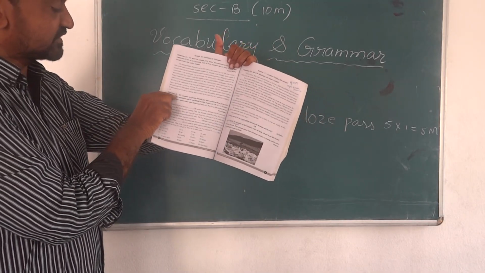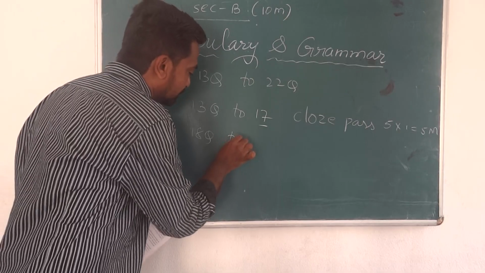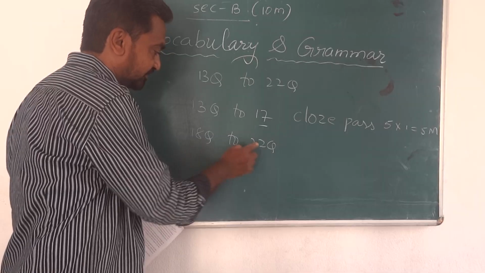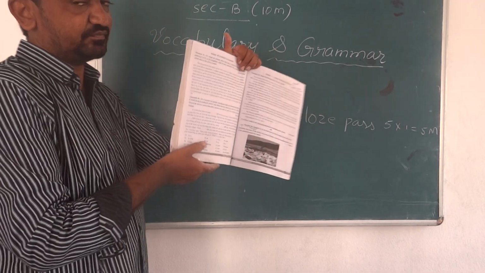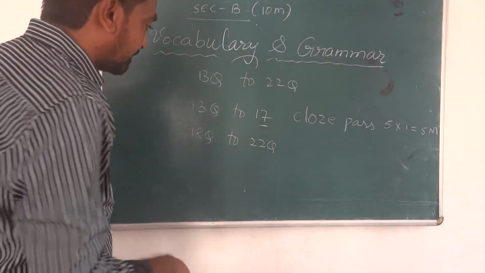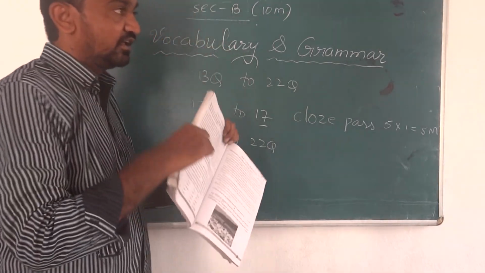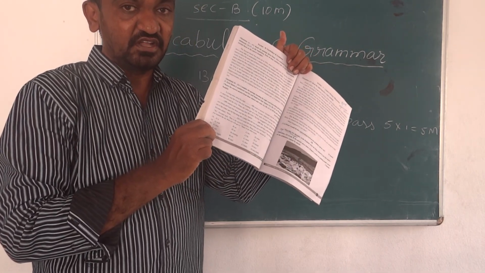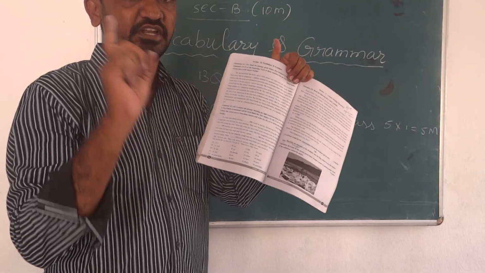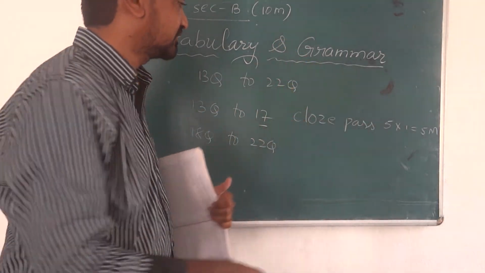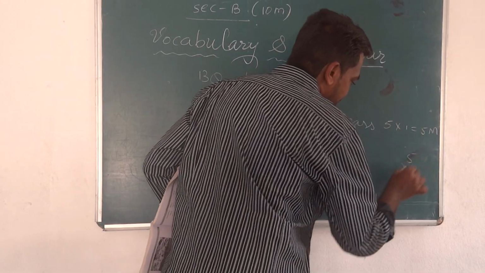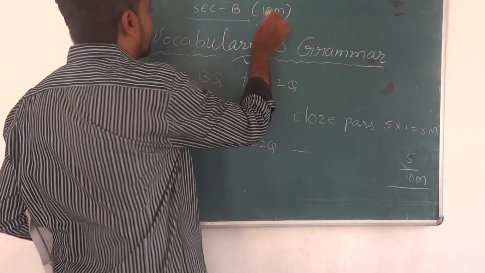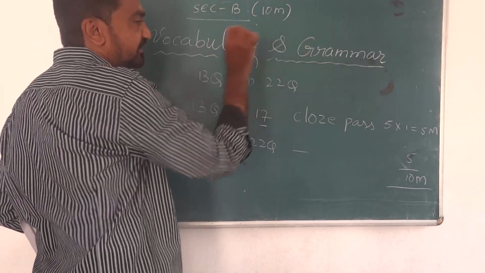Here you can see question number 18. This is the second part, it starts at question number 18 and ends at question number 22. This is also a passage, it also comes from the textbook, and here the options are given. After the passage there are 4 options, A, B, C, D, and you have to select the one suitable for that passage. This one also carries 5 marks, each one carries 1 mark. Total 10 marks for Section B, vocabulary and grammar.